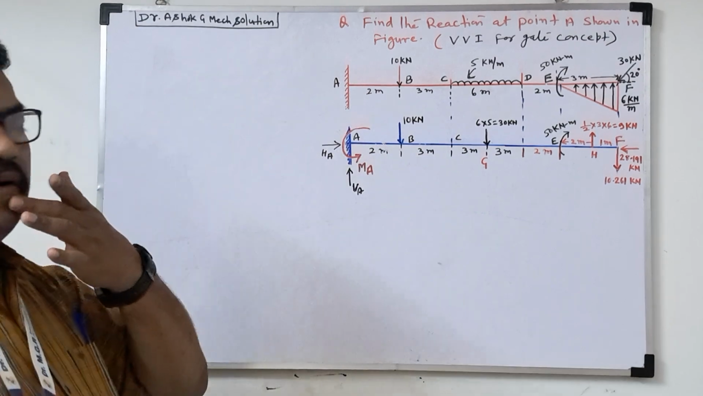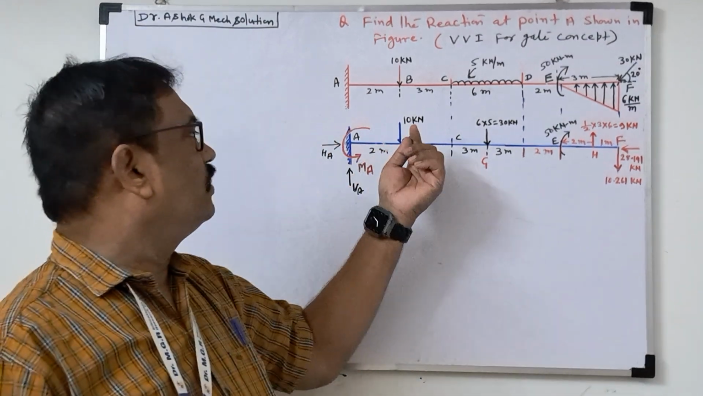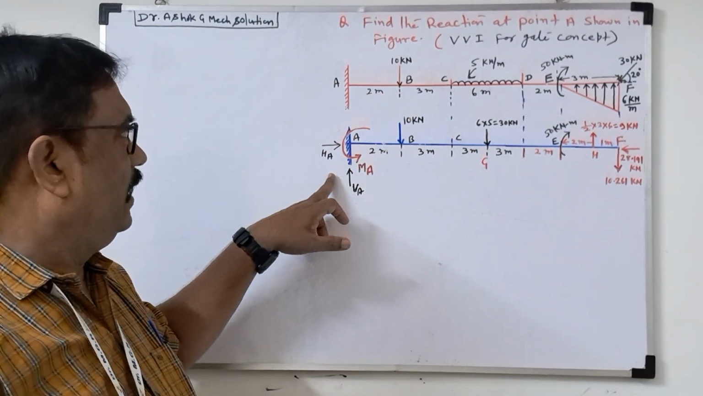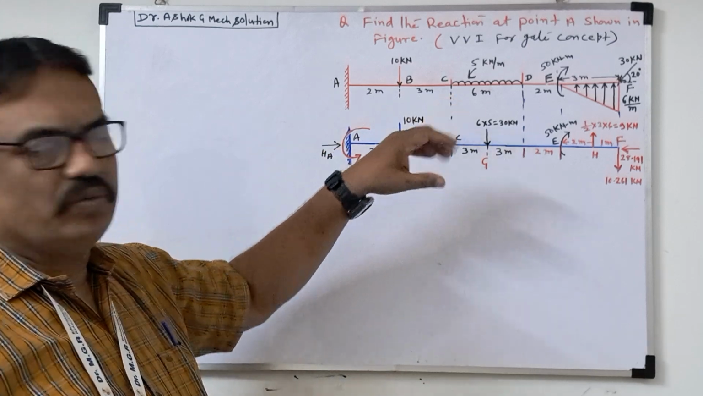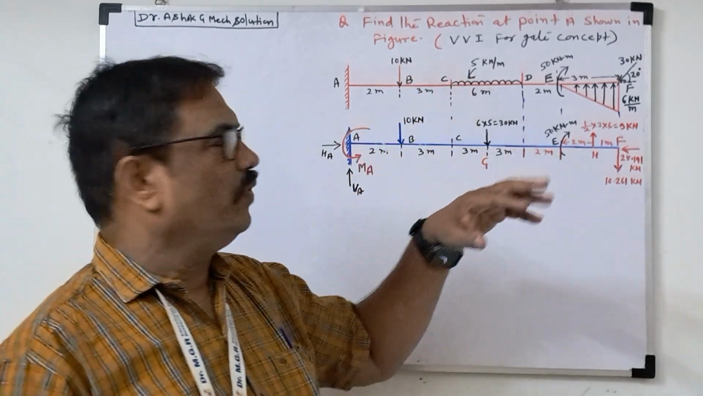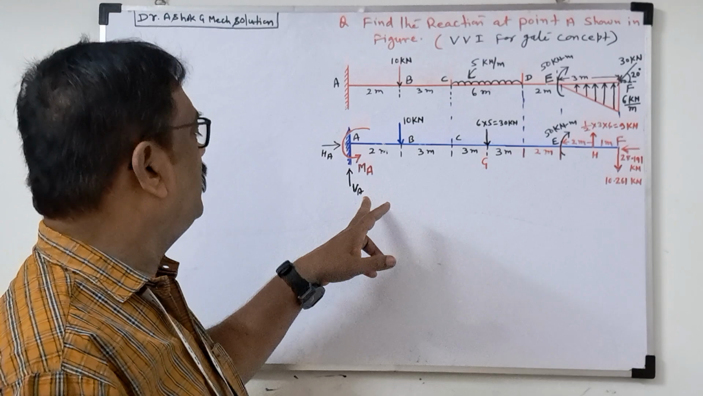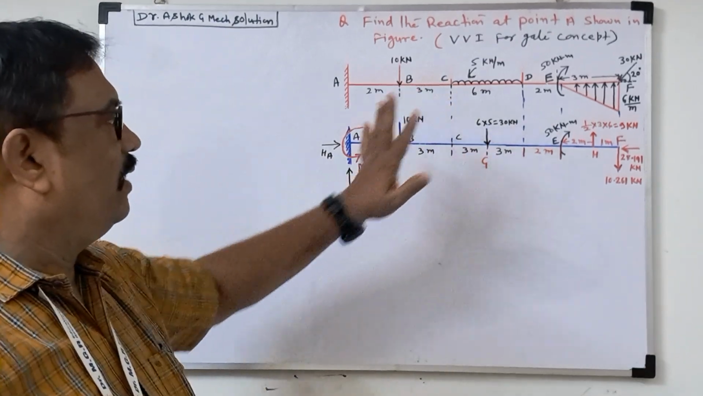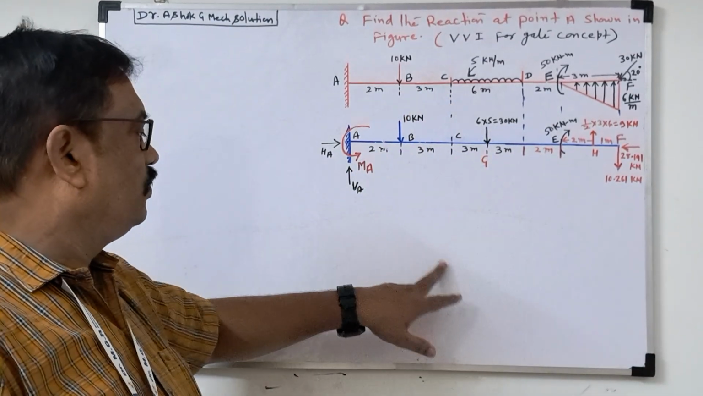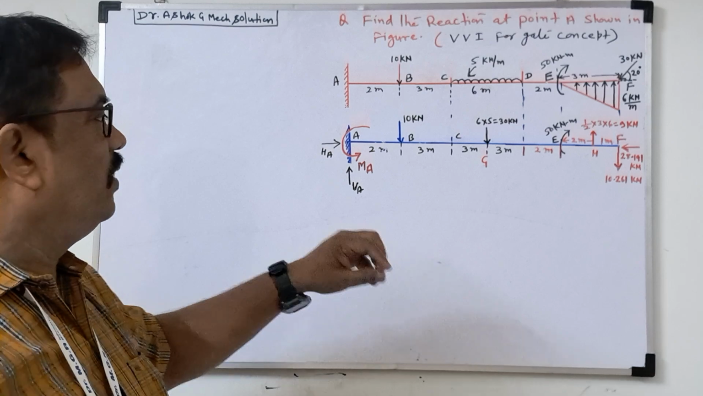So today, what I'm going to discuss is how to find the support reaction at a given point A. These questions will be very important for the GATE exams. Sometimes they'll ask to find VA from the given diagram, with choices provided. So you have to know all the basics and fundamentals.